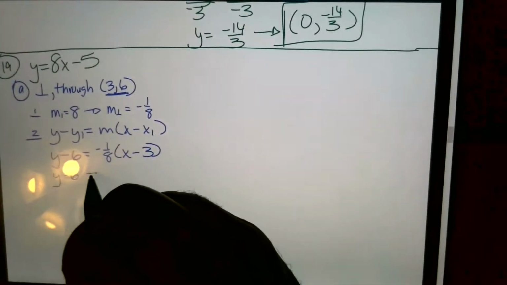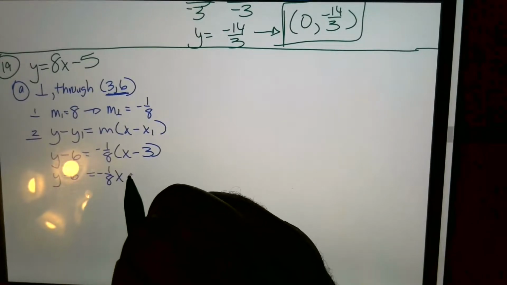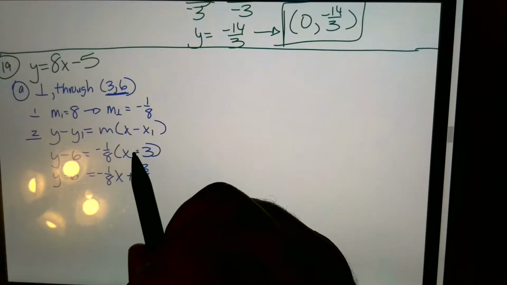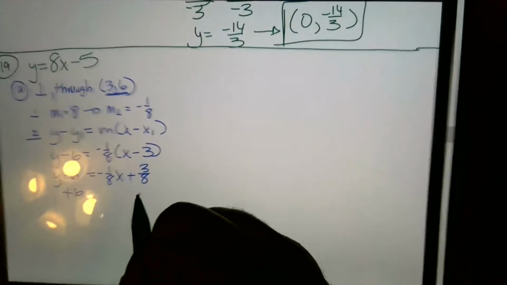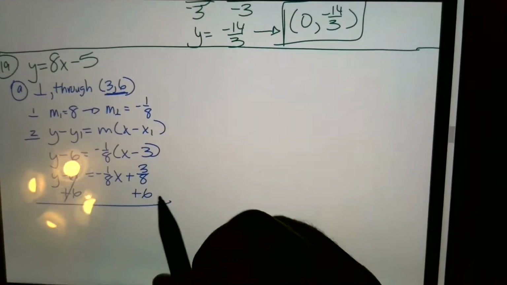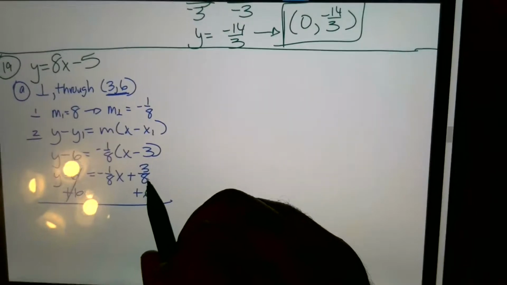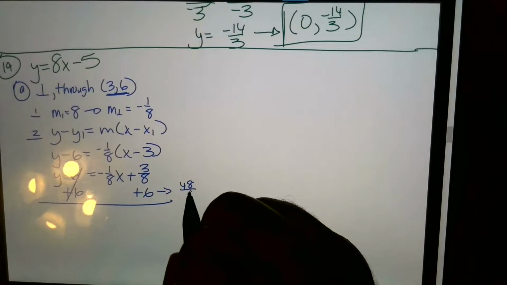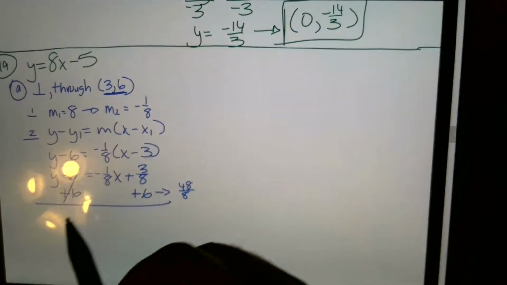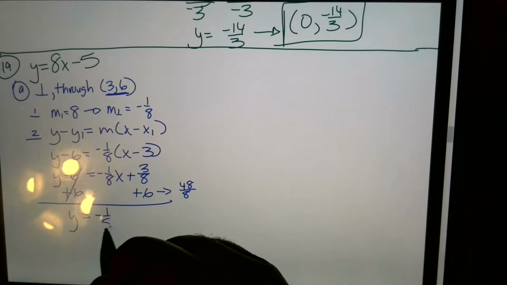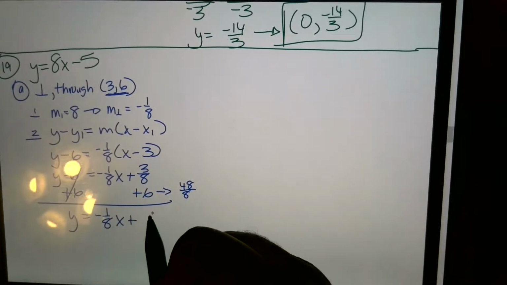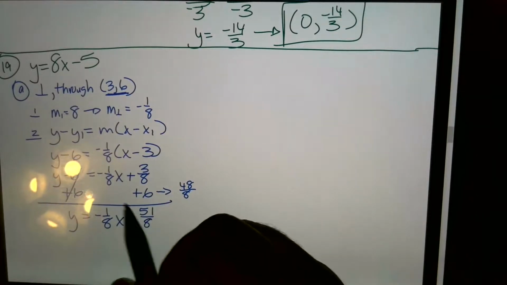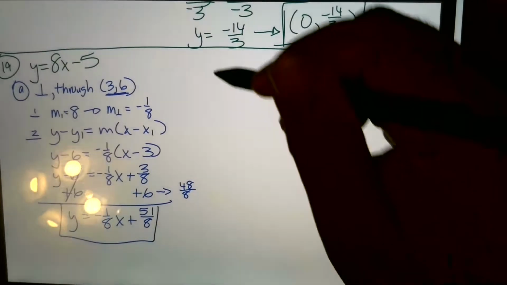So y minus 6 is equal to negative 1/8 x plus 3 over 8, since negative 1/8 times negative 3 is positive 3/8. Add 6. If we need a denominator of 8, 6 becomes 6 times 8, which is 48 over 8. All right, so y is equal to negative 1/8 x plus 51 over 8. It's not even, but that is the answer to the first one.